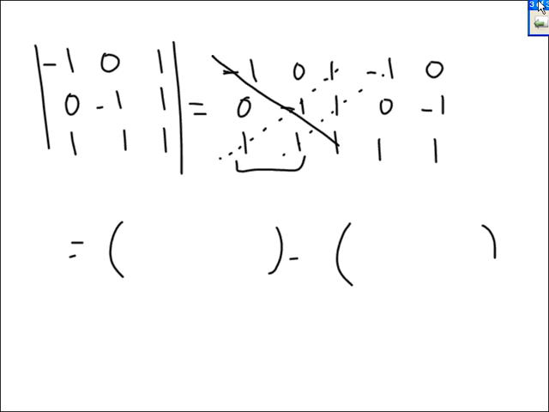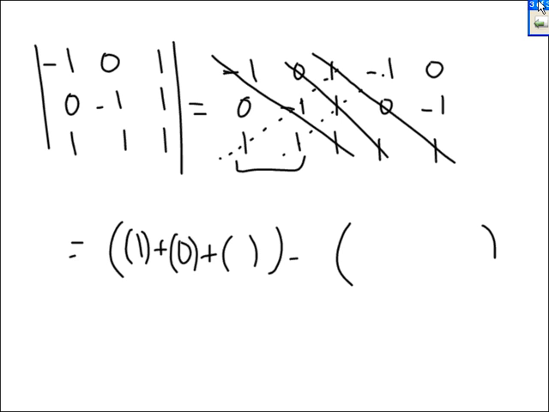Multiply these numbers, you get 1. Plus, multiply the next set of numbers, you get 0. Please, if you multiply a string of numbers and one of the numbers is 0, don't spend too much time multiplying the numbers. You'll get 0, like in that case. So it turns out this first bracket is just 1.